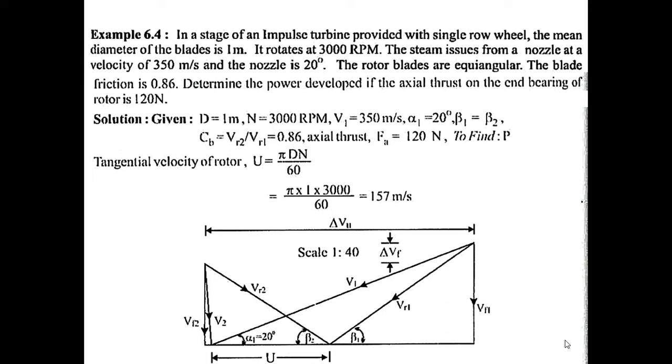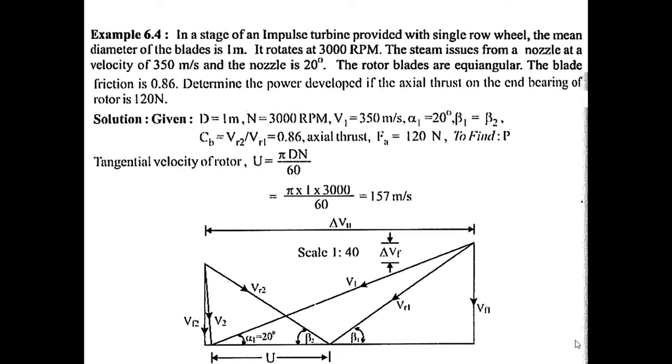See how beautifully they are relating some outputs. If axial thrust is 120 Newton, what is power developed? So using axial thrust, you will find out power developed. Which means somewhere in between we are finding mass flow rate. Are you getting my point?